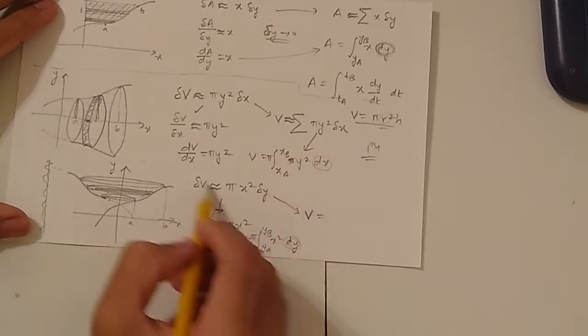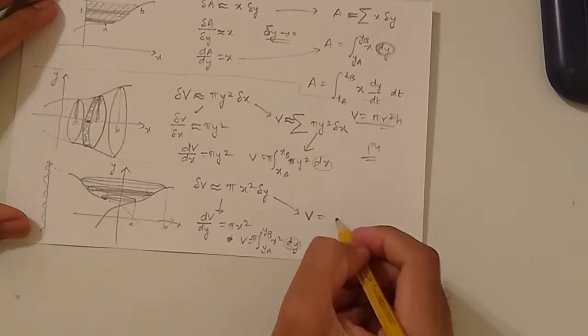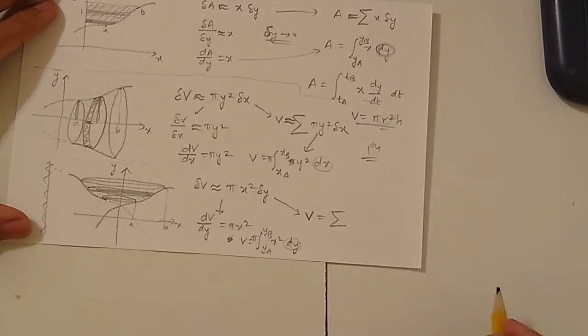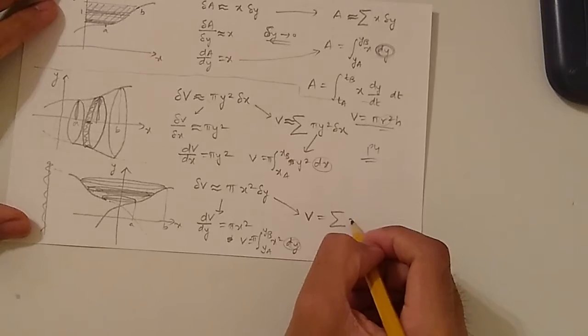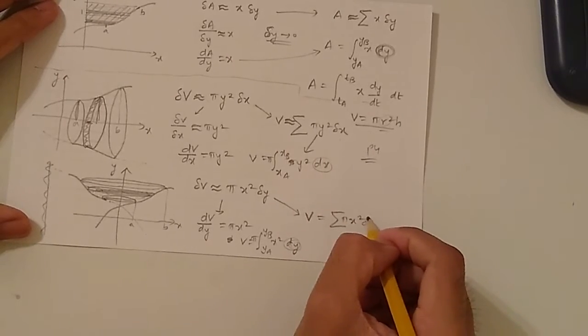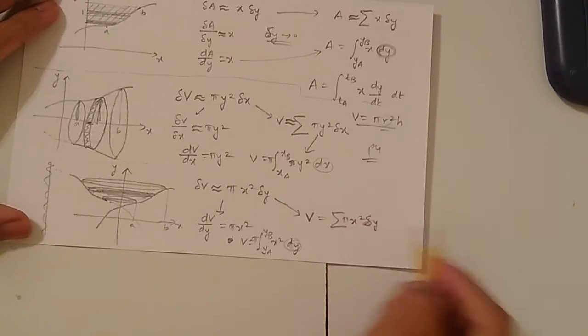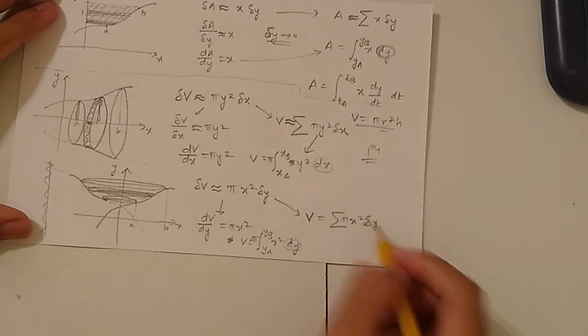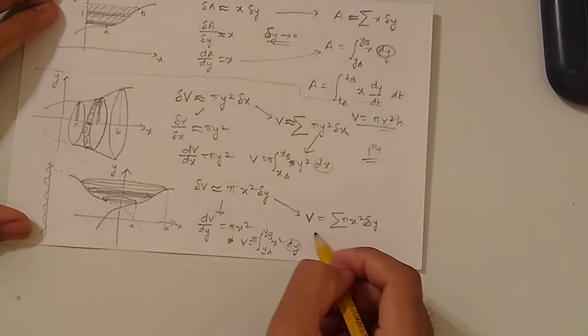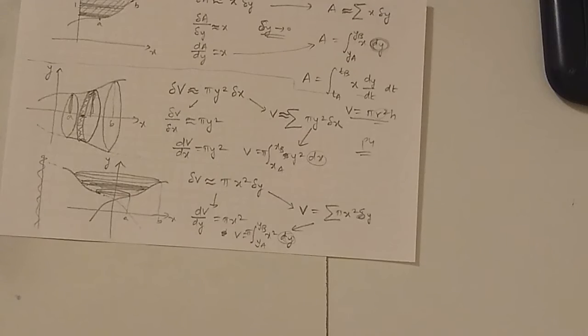If you use the summation version, the entire volume v is the sum of all these small disks. So v is the sum of pi x squared into delta y. As delta y tends towards 0, delta y becomes dy, summation becomes integral, and therefore v is equal to pi into the integral of x squared with respect to y from ya till yb.